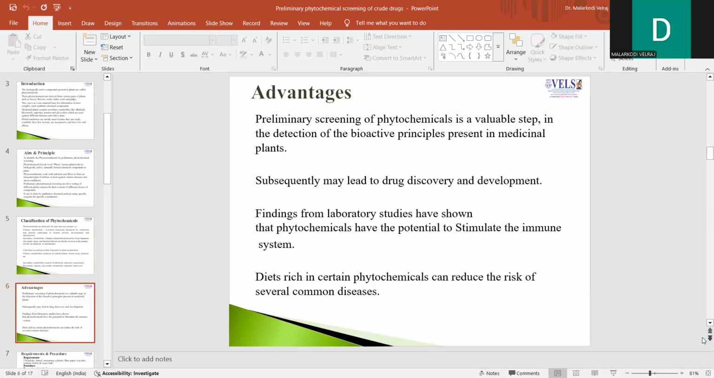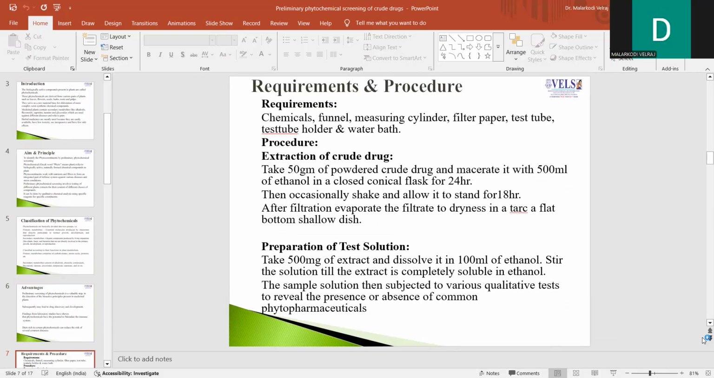Advantages of the phytochemicals. The preliminary screening of the phytochemicals is a valuable step in the detection of bioactive principles present in the medicinal plants. Subsequently, they may lead to drug discovery and development. Findings from the laboratory studies have shown that phytochemicals have the potential to stimulate the immune system. Diets rich in certain phytochemicals can reduce the risk of several common diseases.